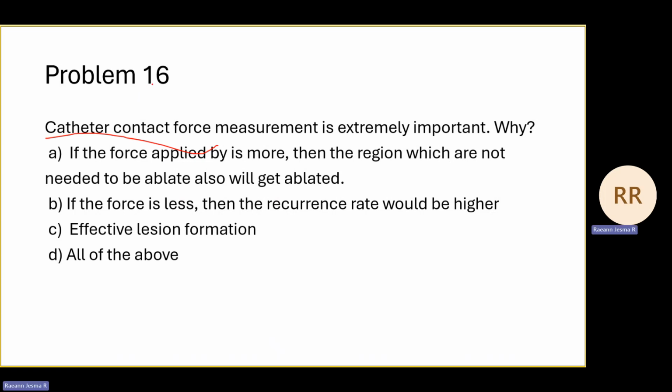We already know that we have to have some kind of feedback reading from the catheter when we are doing this procedure, catheter ablation. Why do we need that? Because we want to know whether we are ablating properly or not. During the ablation, the lesion will be formed, so option C is correct. If you are giving more force, then the region which is not required for ablation will also get ablated, so option A is also correct. If you are giving less force, the recurrence rate will be higher, so option B is also correct. So the correct answer is option D, all of the above.